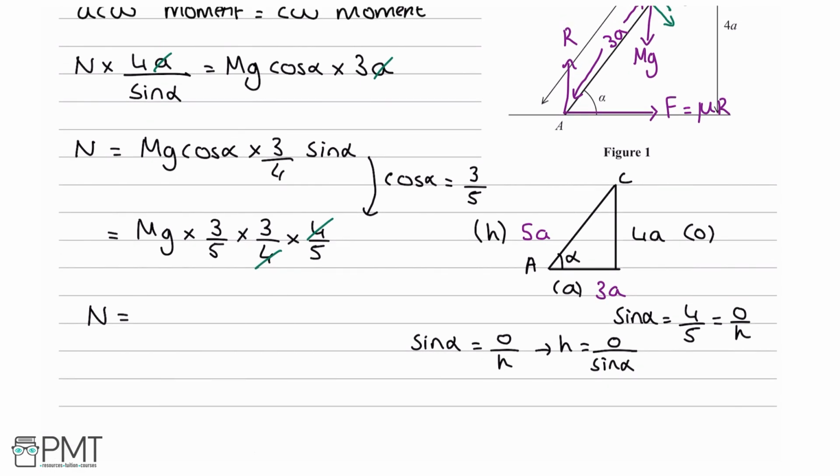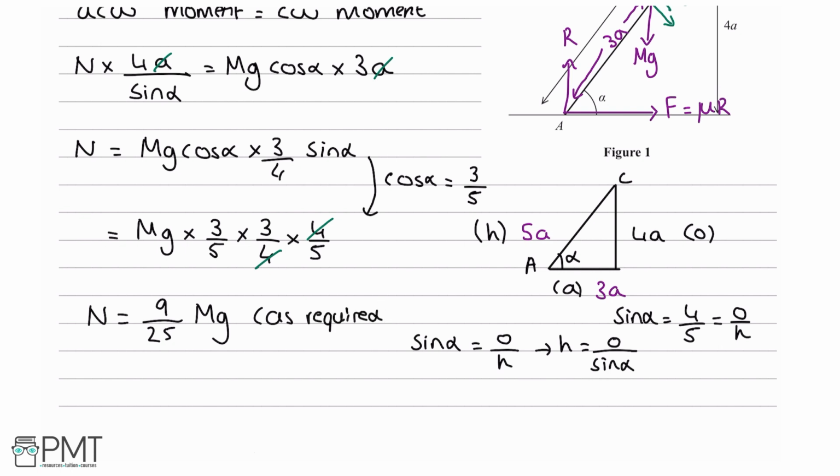So we've got 3 times 3, so that's 9. So these two 3's become 9, and this 5 and this 5 becomes 25. So this is going to be 9 over 25 g, and then in brackets, m, as required.